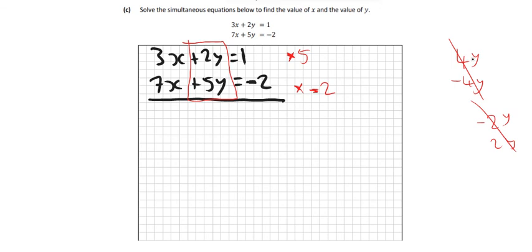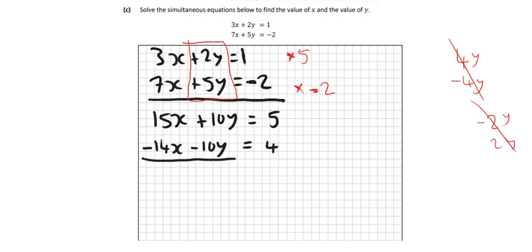So let's multiply the whole top equation here by 5. So we've got 15x. 5 times 3x is 15x. 5 times 2y is 10y. And then equals, so keep your equals in, and then you still have to multiply the 1. So 5 times 1 is 5. Let's multiply the bottom by -2 here, and you'll see why I'm doing that in a second. So 7x times -2 is -14x. 5y times -2 is -10y, equals, and then -2 times -2 is +4.